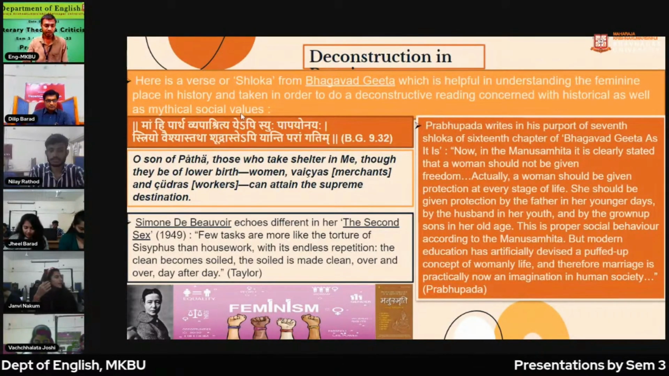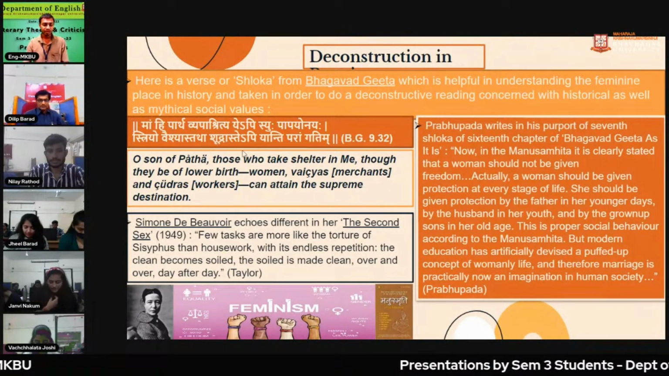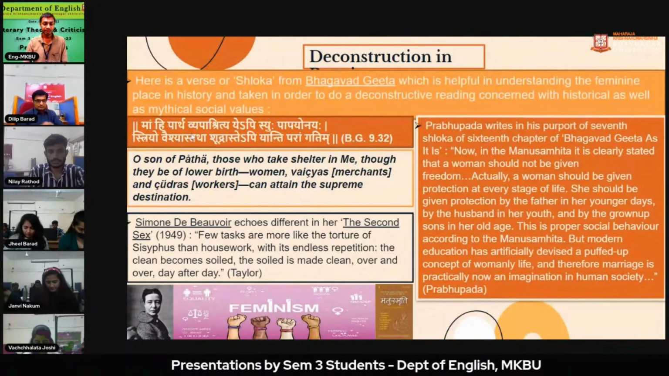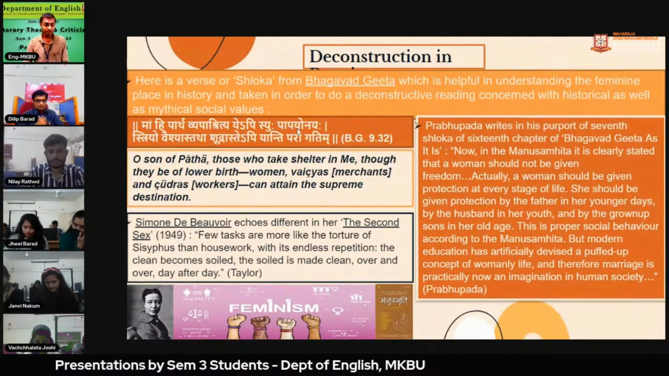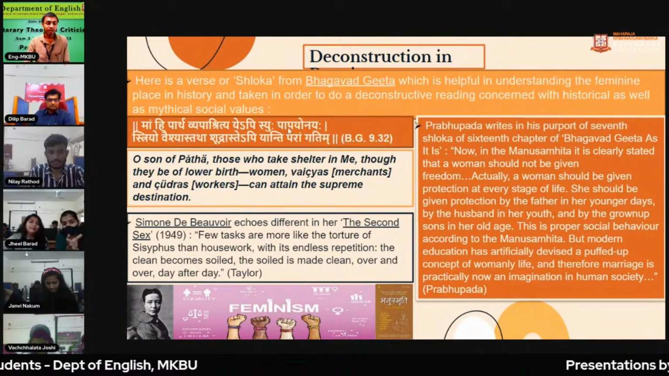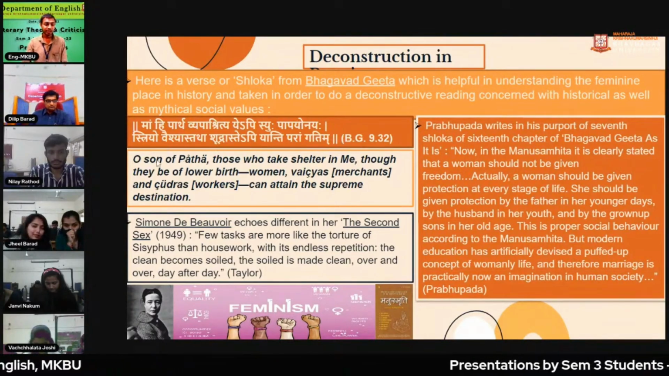Like this is the sloka. So I am just reading for the sake of this Sanskrit transliteration. Mam hi partha vyapasritya yepi syuh papayonayah triyo vaisyas tatha sudraste piyanti param gatim. So it is the sloka, and here is the translation of that sloka.